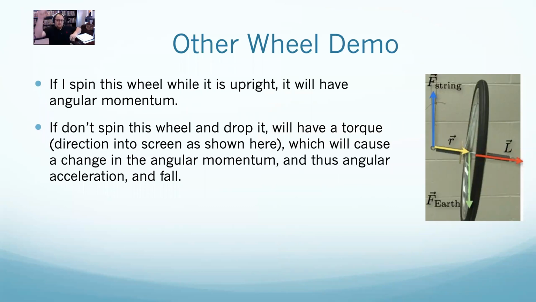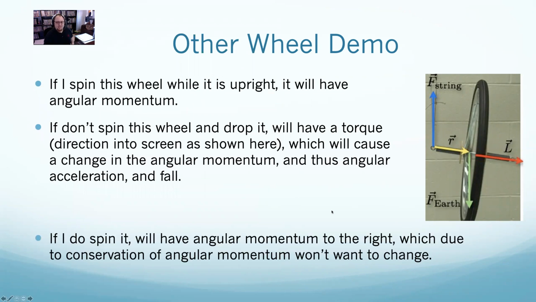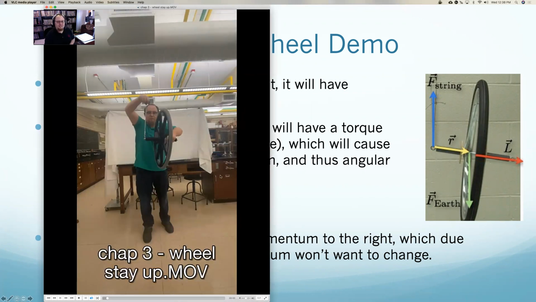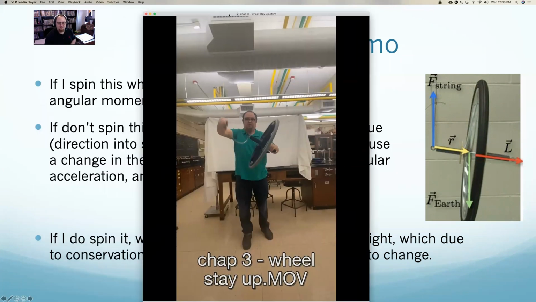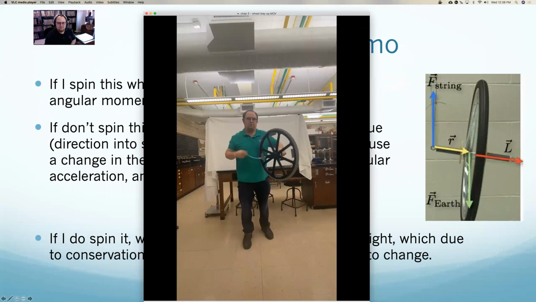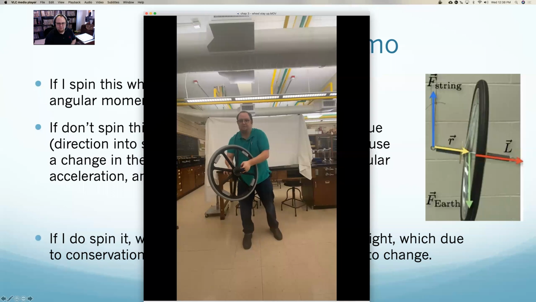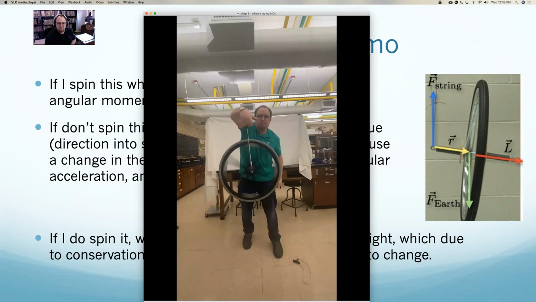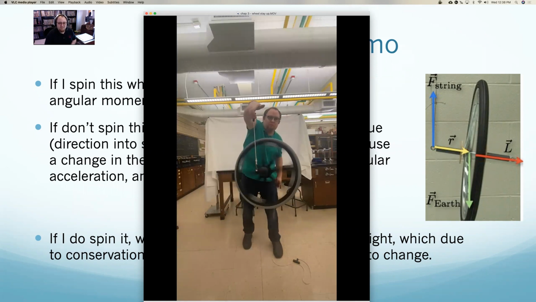Okay, so with this one, if I just let this go, torque is going to cause this wheel to fall, like I showed. If I spin it though, it'll have angular momentum, and torque affects angular momentum in weird ways. If I just drop it, it just falls. If I spin it and then drop it the same way, instead of falling, it stays upright and just moves in a circle. That's also conservation of angular momentum. Because the angular momentum doesn't want to change, it doesn't fall downwards.